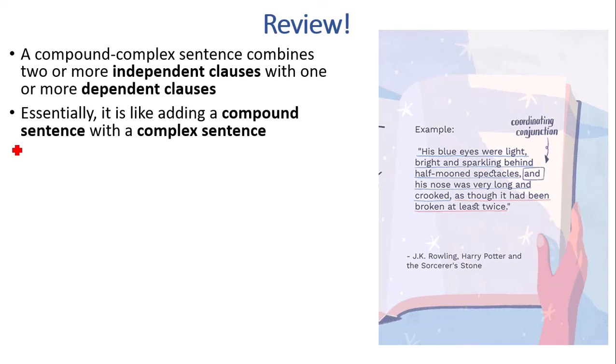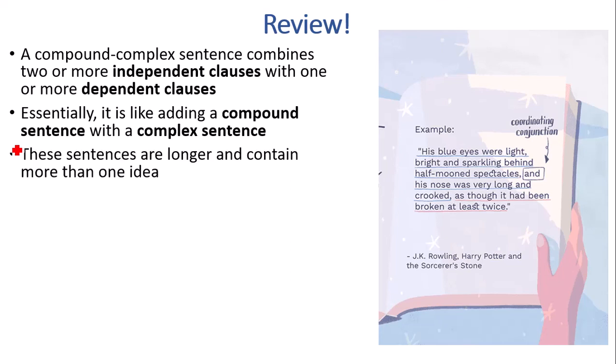Or if you want to think about it in terms of simple sentences, it's like adding a couple simple sentences together with a dependent clause, at least one. These sentences are longer, and often they contain more than one idea, but those ideas are connected together in the correct way. They're joined by conjunctions. So sometimes people think that these are run-on sentences because they're longer, but we'll talk about run-on sentences later, and we'll show how that's not really the case. Really, with a run-on sentence, it's just sentences that aren't joined quite the right way.